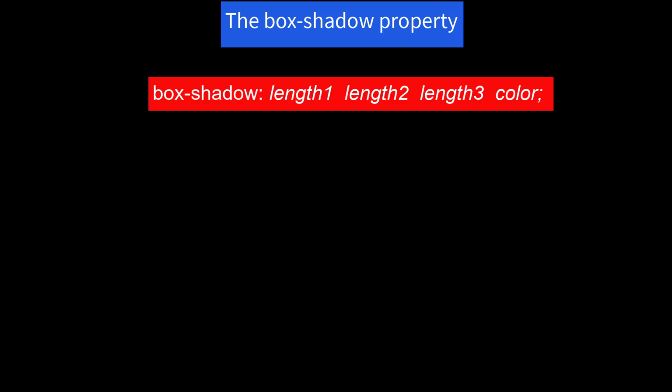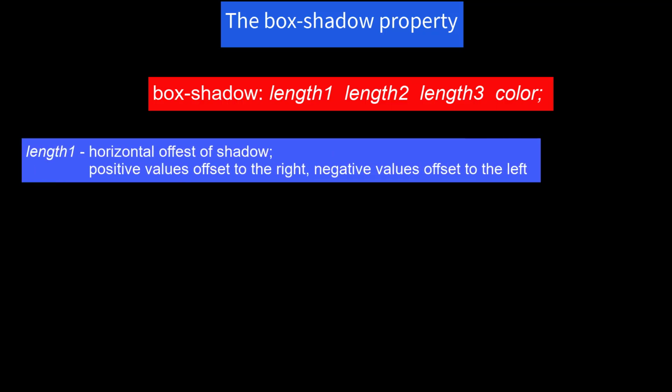Box shadow, length 1, length 2, length 3, color. Length 1 is the horizontal offset of the shadow. Positive values give shadows offset to the right. Negative values give shadows offset to the left.